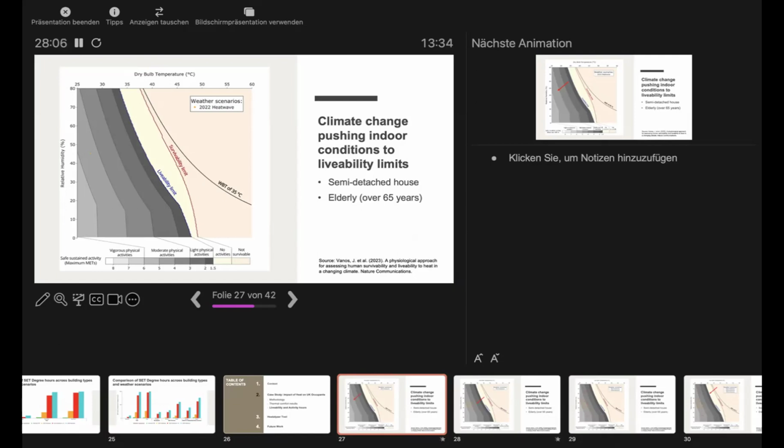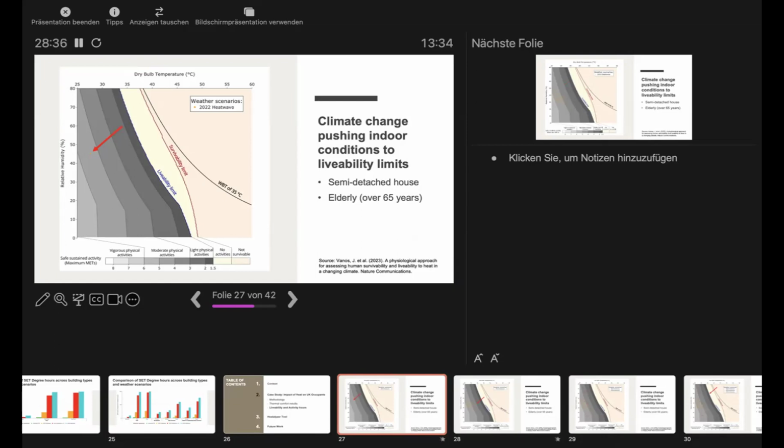Not sure if you spotted it, but there's already one single dot on here, which represents 1 hour for a 2022 heat wave. The conditions during that hour were around 45% relative humidity and maybe 27 degrees, and our elderly could still do moderate physical activities. But that's, of course, only 1 hour.